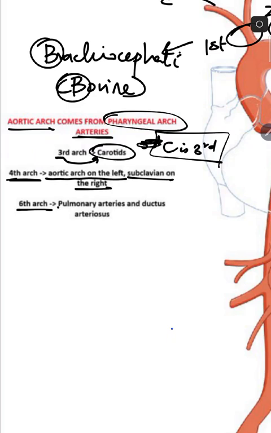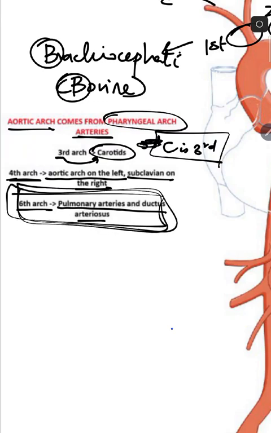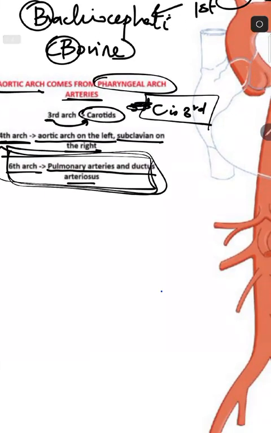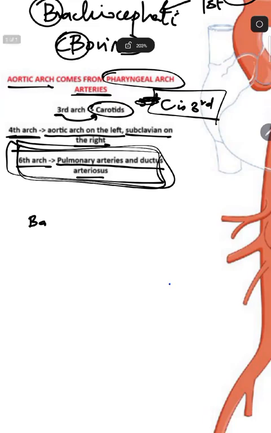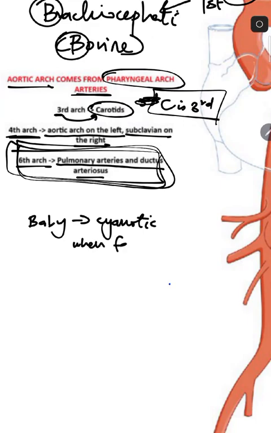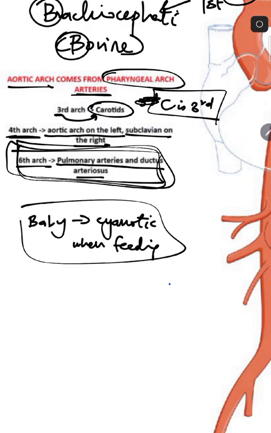And the sixth arch results in the formation of the pulmonary arteries and the ductus arteriosus. This is by far the most important thing that you guys got to know because it gets tied into patent ductus arteriosus. So how the question would present itself, the hardest question that you could possibly get for this sixth arch specifically would be that they would give you a scenario of a baby that becomes cyanotic when feeding. And then they would ask you what is the root cause, like which arch derivative does the problem come from. So the moment they say cyanotic when feeding, you got to know that this is patent ductus arteriosus.